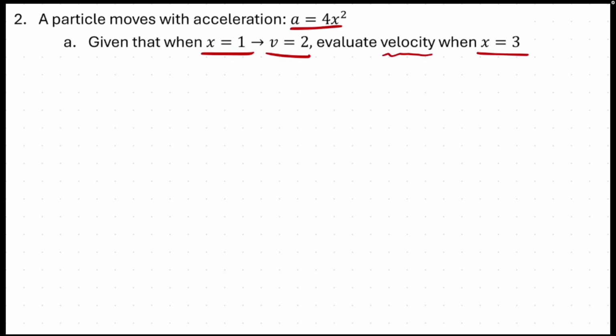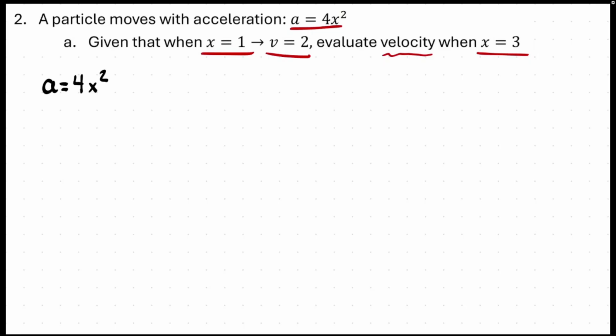So let's write our function just as a first thing. We know that acceleration is equal to 4x squared. Now, this is similar to a problem we did in the last video. If we had acceleration as a function of time, we could just take an integral right away and solve for our velocity. But in this case, we can't. We're going to have to use our chain rule because we have acceleration as a function of x and not a function of time.